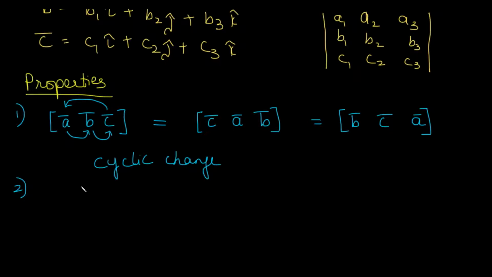On the other hand, suppose we only interchange two vectors in the scalar triple product. For example, if you have A, B and C, and suppose we decide to change only A and B. B comes here and A goes there. In that case, the value changes in sign. So in this case, B has come here and A has gone there, and C is wherever it is. The original position of C is retained. So a single interchange of vectors in the triple product changes the sign of the value.